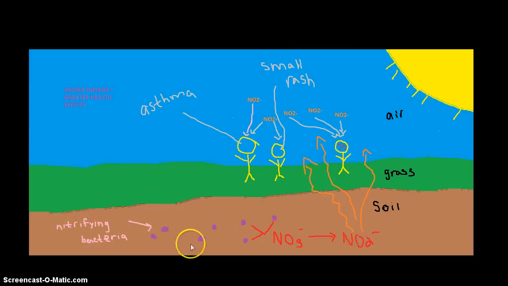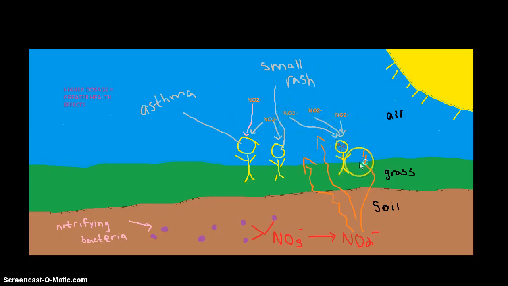We see that there are nitrifying bacteria inside the soil here, these purple dots right here, and they're converting NO3- into NO2-, aka nitrite. And if this nitrite gets into the atmosphere, it can interact with the air and stick around for a while. If this NO2- sticks around, and people come along and they're just outside doing their thing, not worrying about anything, they won't know that this NO2- is in the atmosphere because it's colorless and odorless.